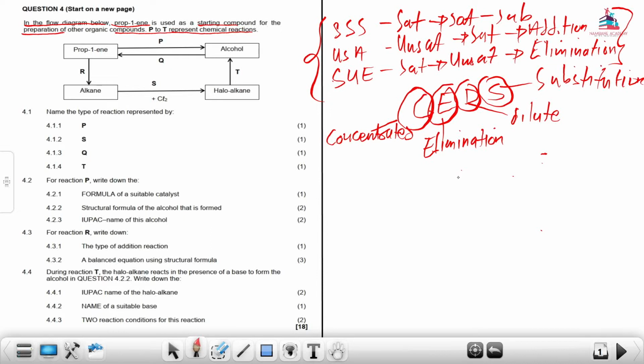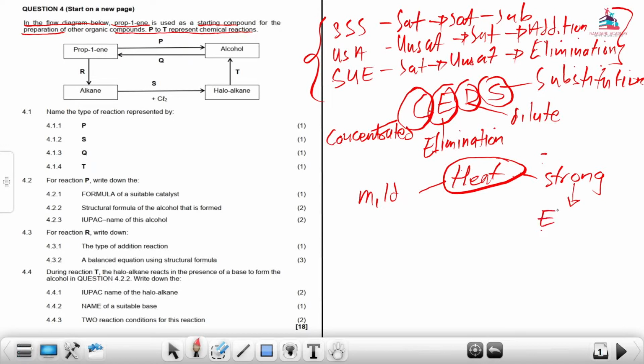And then we went to heat. This is just a crash course now quickly. Heat, we said we have mild heat and we have strong heat. And then we said with strong heat, it will probably be for elimination. And then with mild heat, it will be substitution. So with this, I'm going to be able now to answer the questions fully. So let's answer the questions and see.